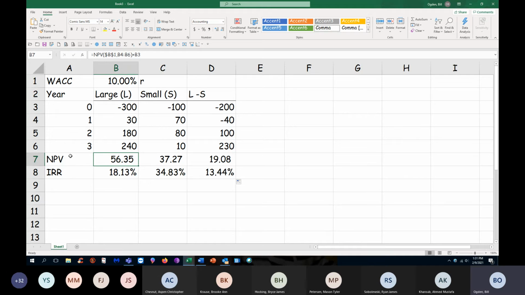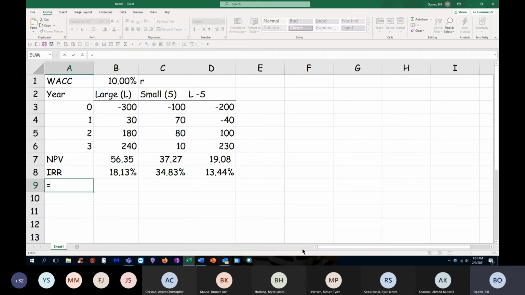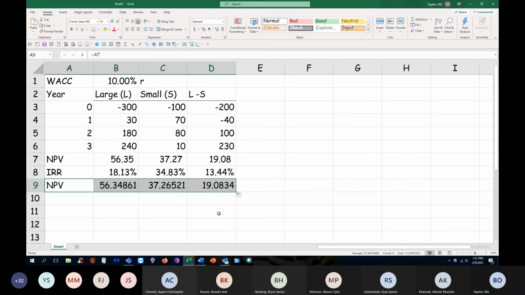Okay, so what I'd like you to do is come down below the IRR and just simply set it equal to one cell above there, the NPV. Okay, and copy this across. And for this time, we won't worry about all these extra decimals. All right, now just follow me.